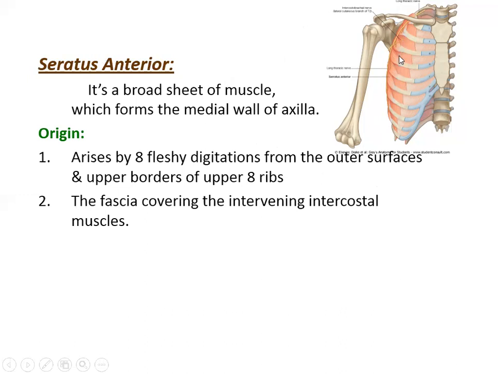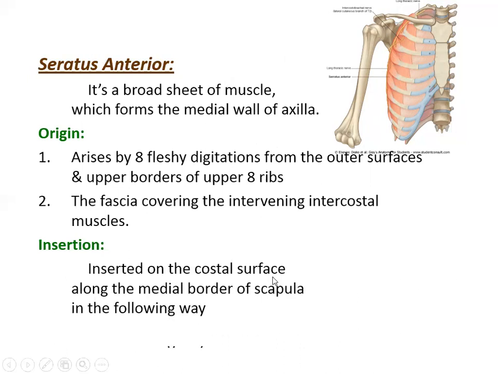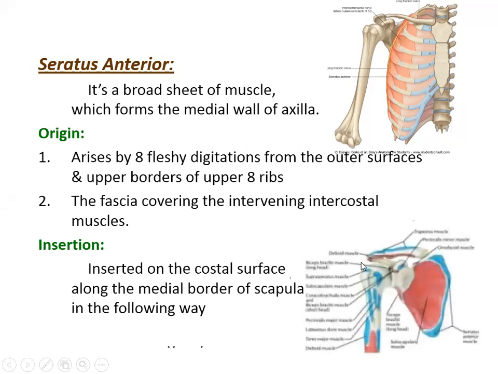Now coming to the insertion, it will be inserted on the costal surface along the medial border of the scapula. If you see this picture, it is attached to the costal surface. There is a dorsal surface and the costal surface. The costal surface is attached to the ribs. This is the inner surface.